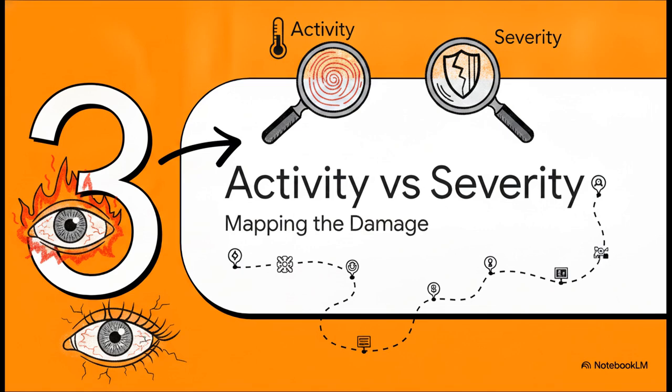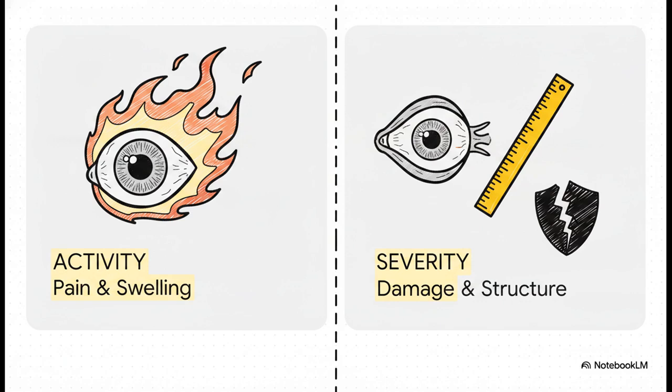Okay, section 3, scoring. Activity versus severity, mapping the damage. So assessing this disease really requires a keen eye to separate current inflammation from permanent damage. We have two totally different scoring frameworks that honestly get confused all the time. On one side, we have CAS, the Clinical Activity Score. This measures current inflammatory activity. Are the eyes painful, red, and swollen right now? A score greater than 3 means you've got highly active disease.